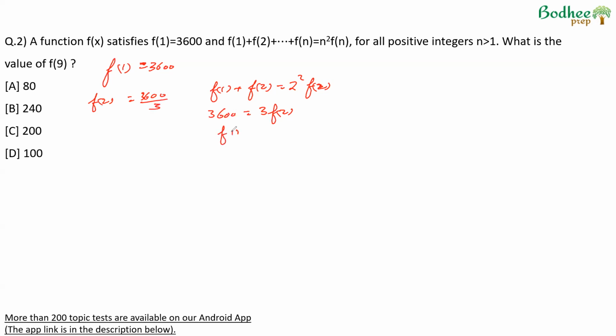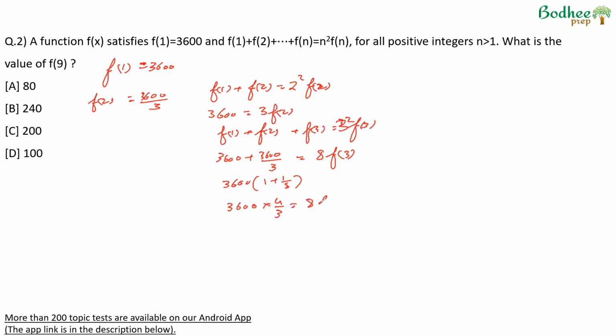If you look at f of 3, we will write f of 1 plus f of 2 plus f of 3 is equal to 3 square into f of 3. F of 1 is 3600. F of 2 is 3600 by 3. This becomes 3 square 9 minus 1, 8 times of f of 3. This can further be written as 3600 into 1 plus 1 by 3, which becomes 3600 into 4 by 3 is equal to 8 into F3. 4 twos are 8, therefore F3 becomes 3600 upon 6. 2 threes are 6.